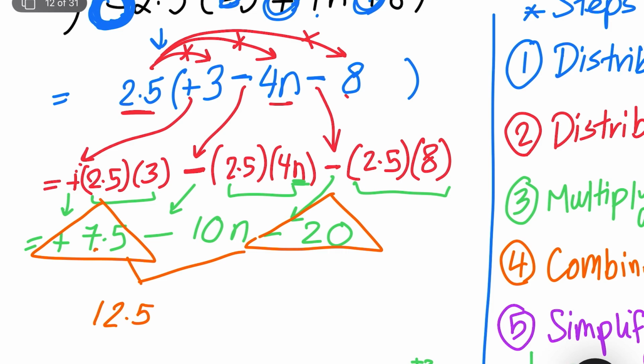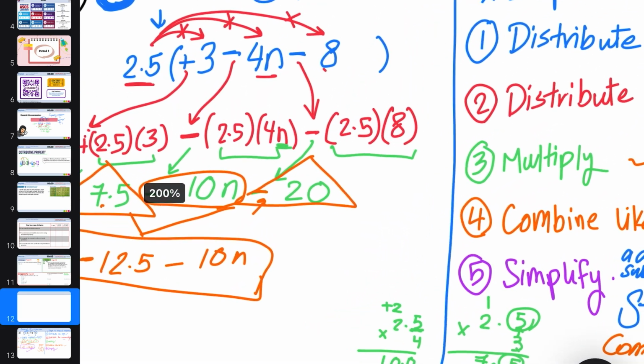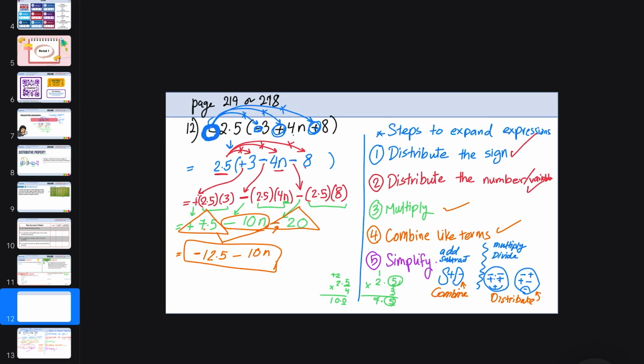Which sign is going to be? It's going to be negative. It will take the sign of the greater number, negative. And since the negative 10n has no other like term to it, I'll just write it down in the answer. So I'm done with step number 4. Last step is to simplify. Do I have anything to simplify? Nope, because these are just in their simplest form. I cannot combine them, I cannot simplify them. And I'm done again. Okay.